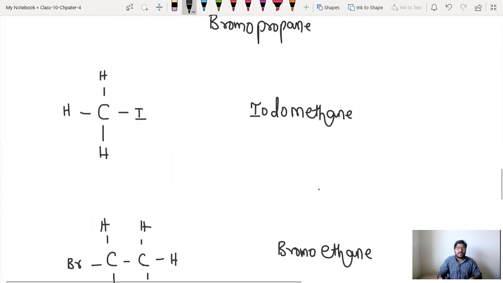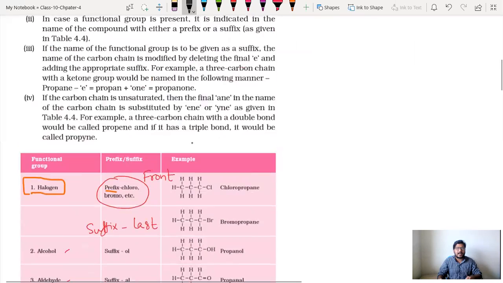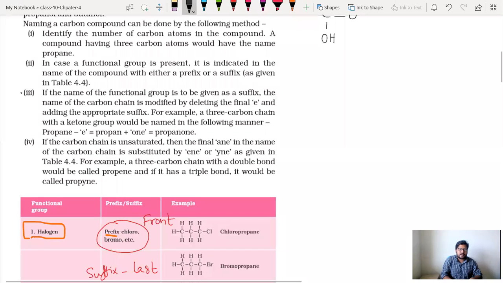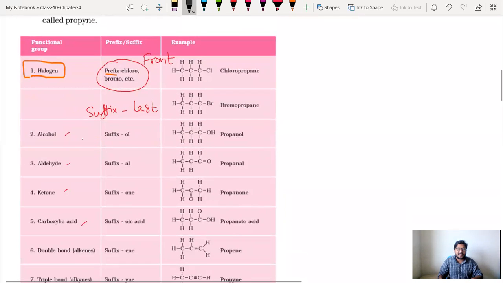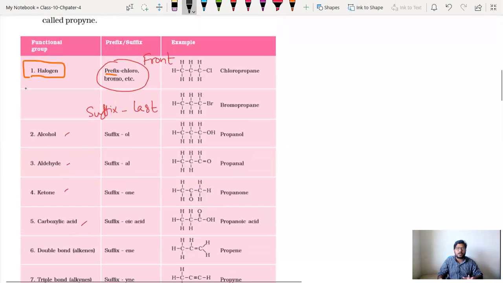In the next lecture, we'll see the remaining functional groups: alcohol, aldehyde, ketone, carboxylic acid. These are all suffixes, and we'll see everything and how to name. These 2 points are important for the next lecture. We'll discuss these 2 points in our next lecture. In this lecture, we have learnt only about halogens, and how to name halogens like chloro, bromo, and iodo with meth, eth, prop, but, pent.